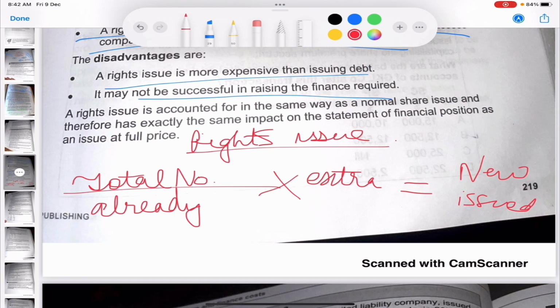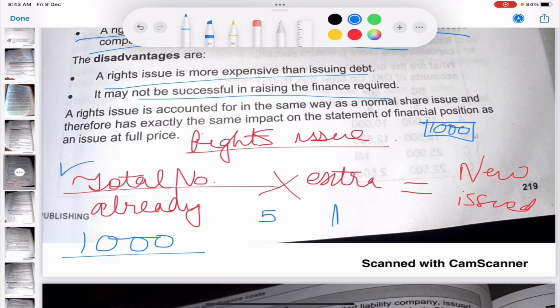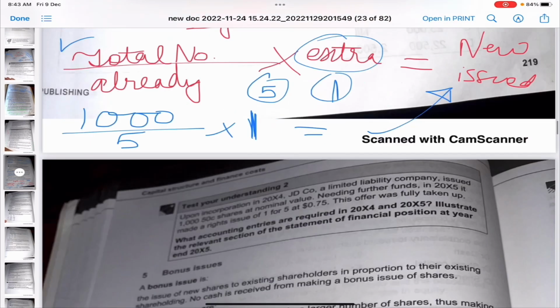For example, if the total issued shares are 1000, and I am giving a rights issue where a person who has 5 shares gets 1 extra, so for every 5 shares I'm giving 1 extra. So 5 he already has, 1 is the extra I'm giving, and 1000 is the issued total. What will be the formula? 1000 is the total issued shares. How much does he already have? He already has 5. How much extra are we giving? We are giving him 1. So this formula will give you the new issued shares. When we do the question, you will be clear with it.